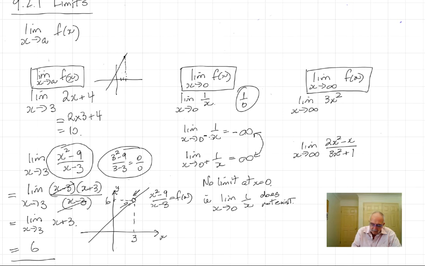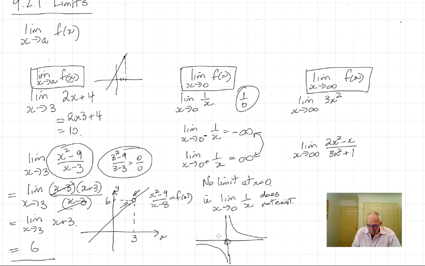So if you approach the given value, and it applies to these values down here too, from the left and from the right and you get a different value, then there will be no limit. Now, if you were to sketch y equals 1 on x, you would get what's called a rectangular hyperbola, which looks like that.